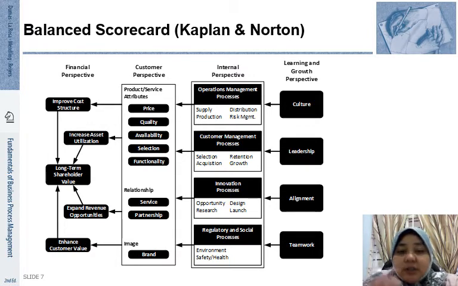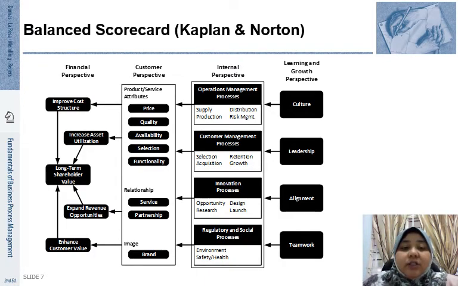And then it continues. For the learning and growth perspective, we have culture, leadership, alignment, teamwork. So that is the criteria that we must look at. This is defined by Kaplan and Norton. Okay, but I am not going to go into detail on this. It is for your knowledge, so that you know what the strategy is at least.